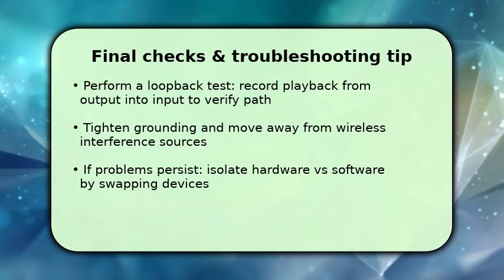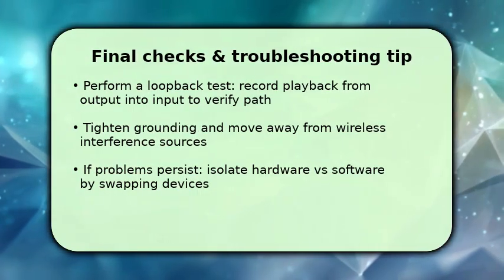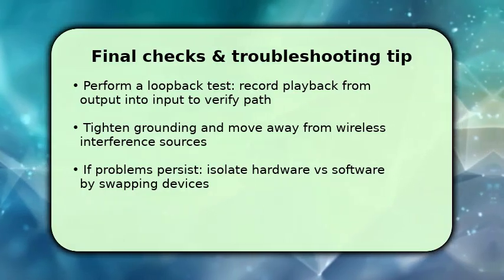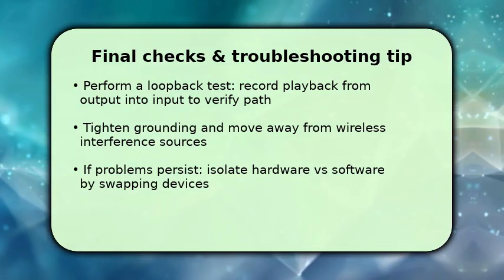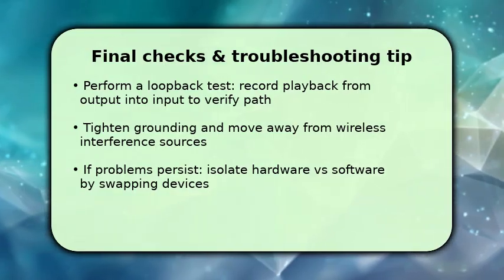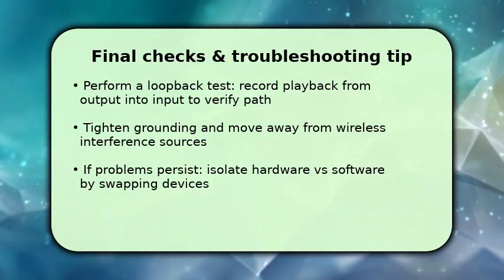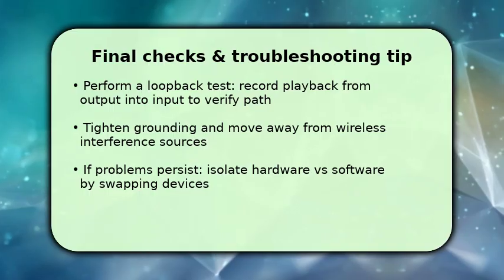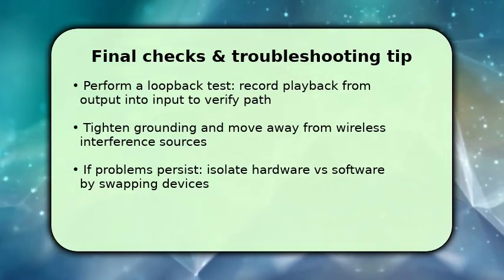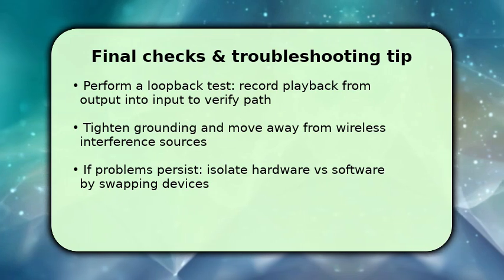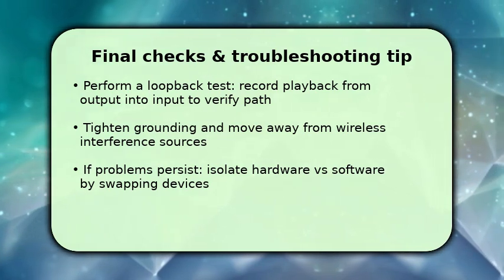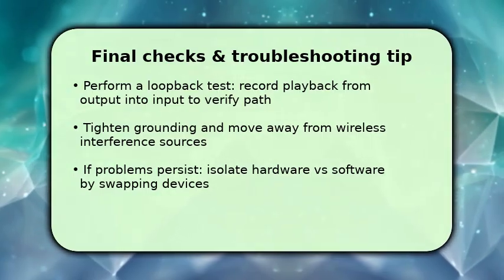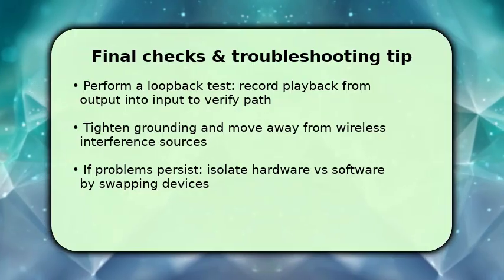You finish by verifying the full signal path and addressing environmental causes. Do a loopback test. Play a tone and record it back to confirm the output reaches the input cleanly, then check for hums or interference. Make sure cables are secure, ground connections solid, and keep wireless devices or fluorescent lights away from audio gear. If issues persist, isolate hardware versus software by swapping in a different mic or interface. That single step quickly tells you whether to replace gear or continue troubleshooting settings.